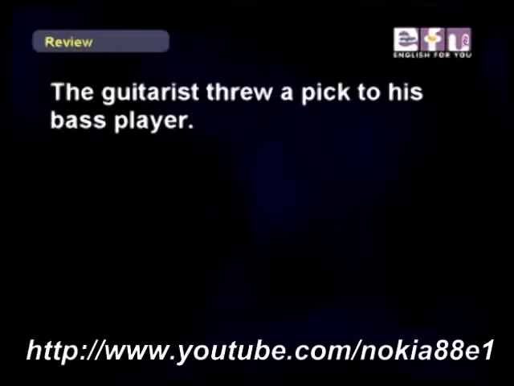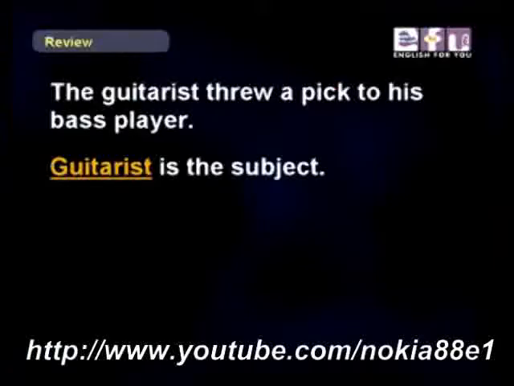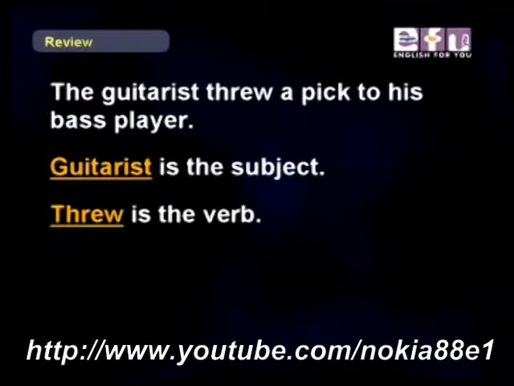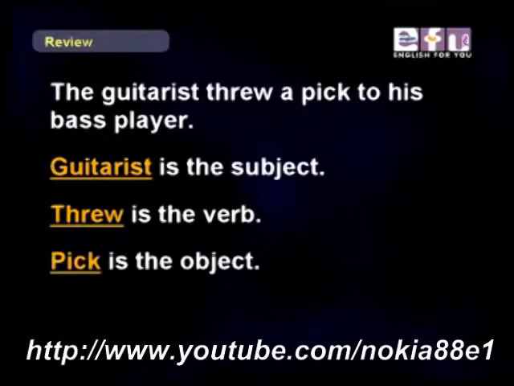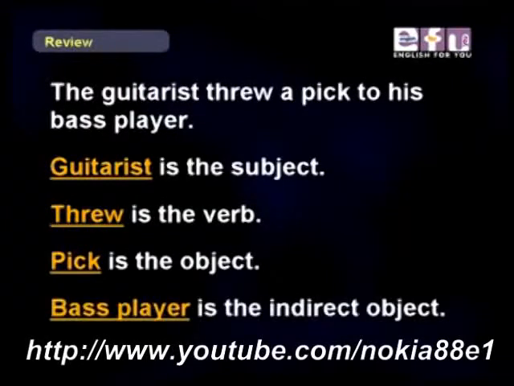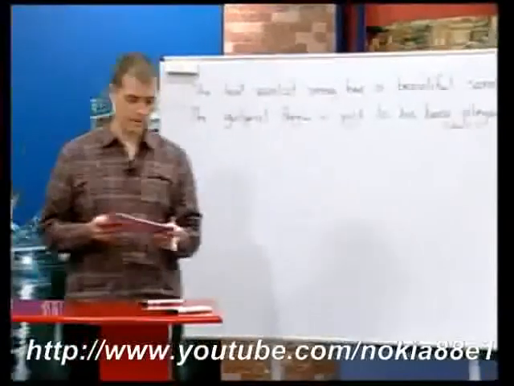Here's a sentence for you, Lewis. The guitarist threw a pick to his bass player. Guitarist is the subject. Okay, this time we'll do the different way. S for subject. Threw is the verb. Okay, good. Verb. Pick is the object. Okay, which object? It's only one. We'll call that one object. Bass player is the indirect object. Okay, good. Great.